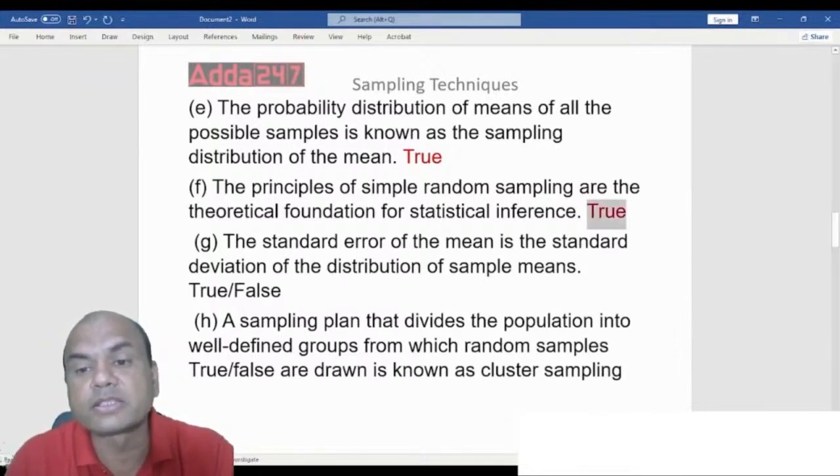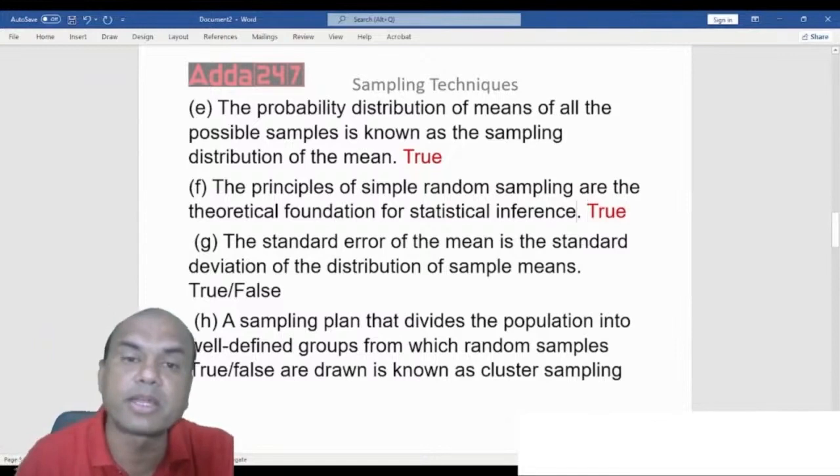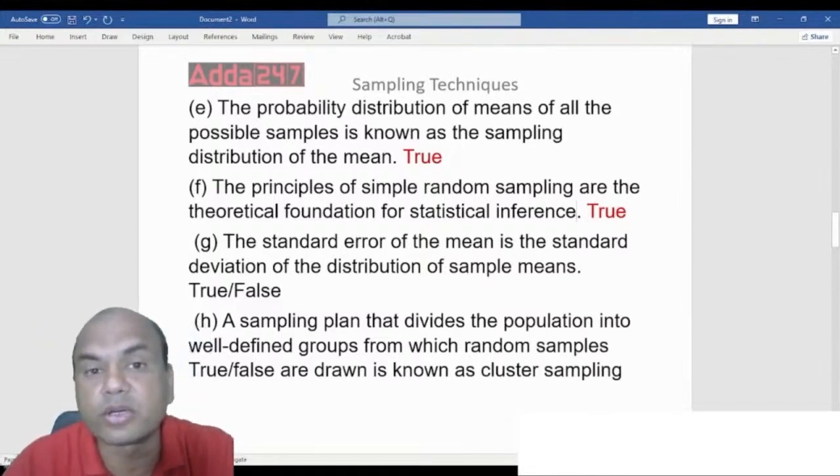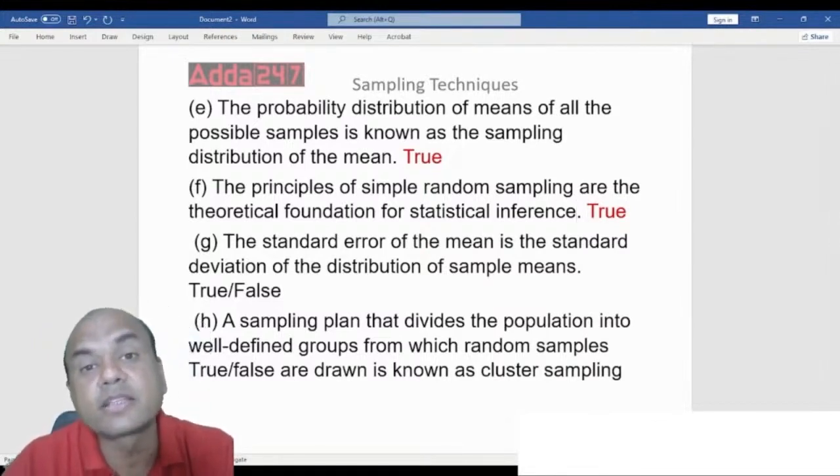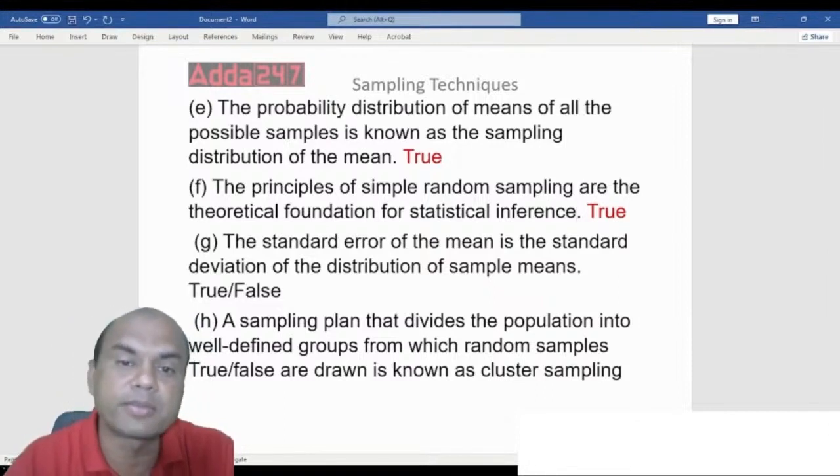All the remaining ones, like cluster or systematic or stratified, come later. But the basic one is simple random sampling.